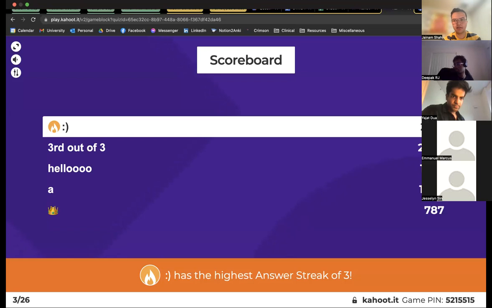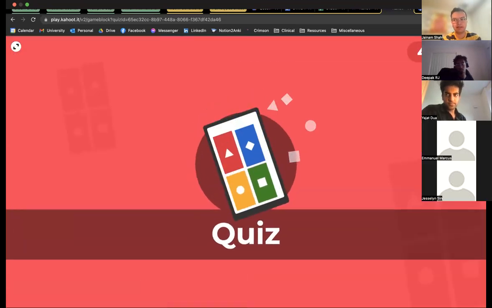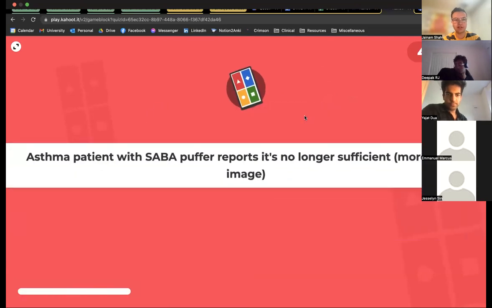Awesome. You're on fire, smiley face, and well done to everyone else. So we've only got a 300-point gap. The tables could turn very quickly.